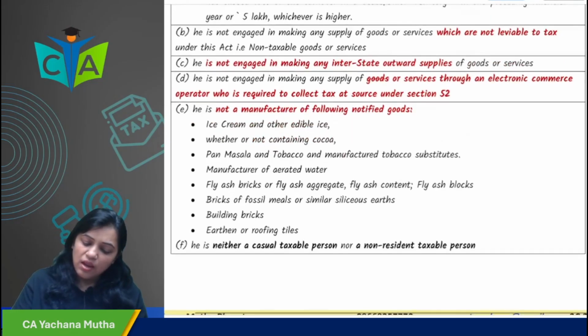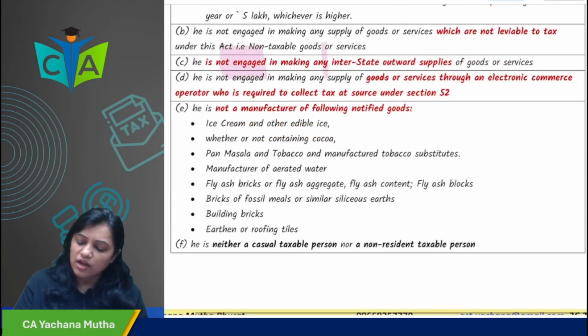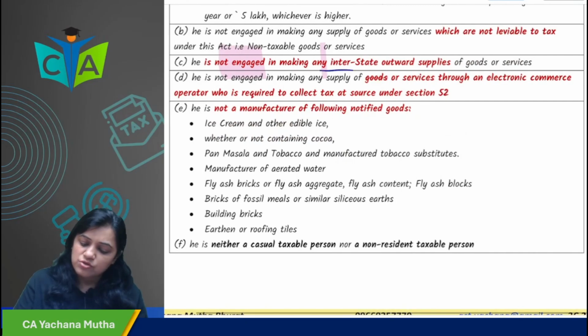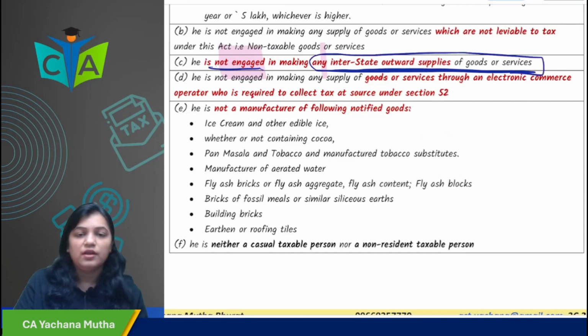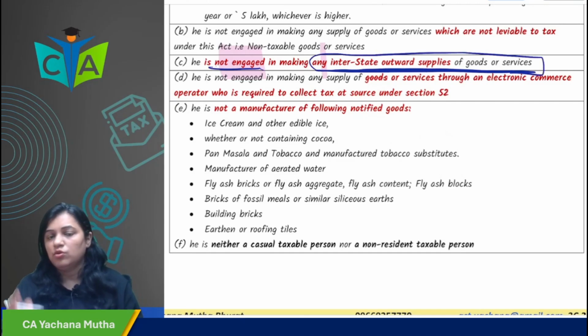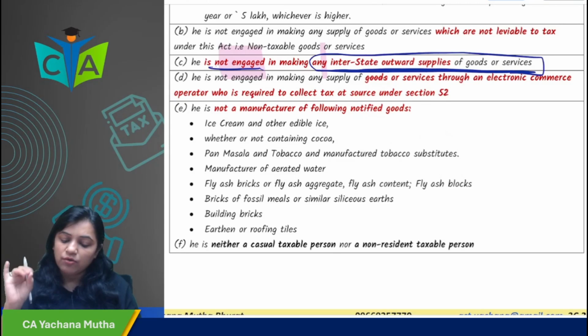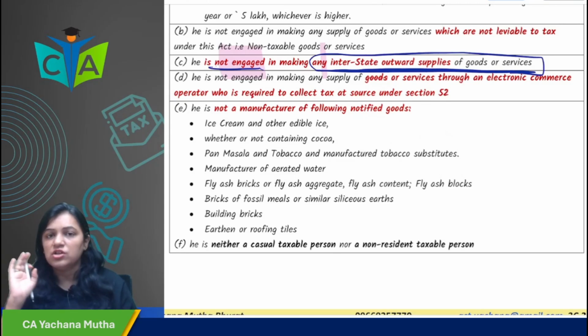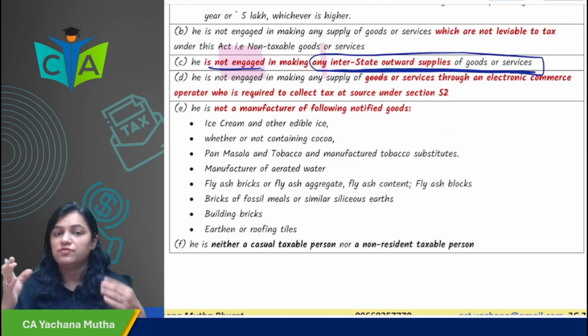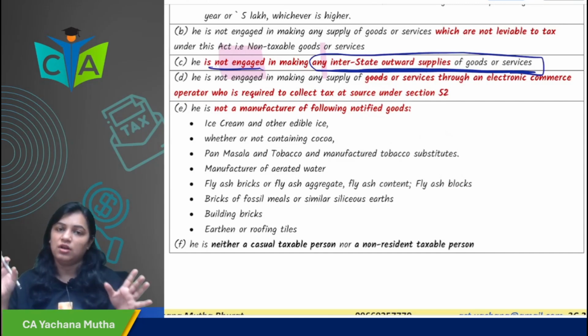Next, he is not engaged in making any interstate outward supply of goods or services. What did they say? You are not engaged in making interstate outward supply of goods or services. Not inward supply, interstate outward supply. You should not be engaged in interstate outward supply of goods or services. If you are engaged in interstate outward supply of goods or services, composition scheme is not allowed to you.